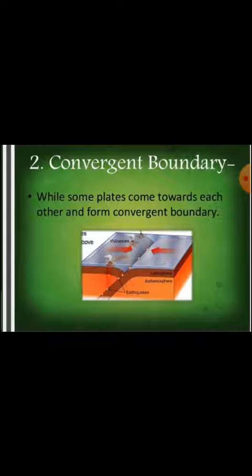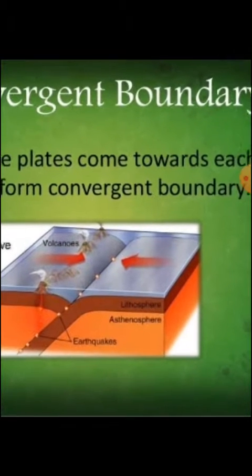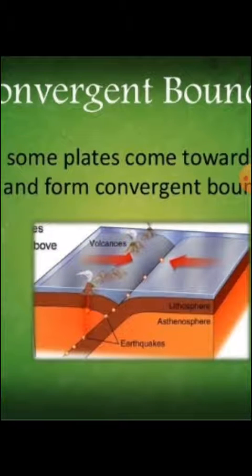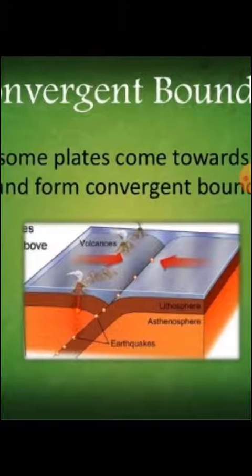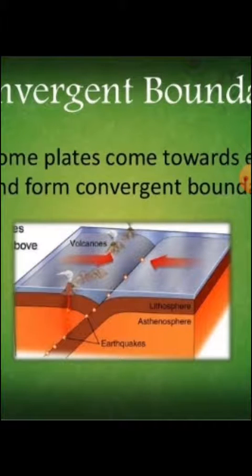Second is the convergent boundary. While some plates come together with each other and form convergent boundaries, as you can see in the diagram, the two plates are converging together.